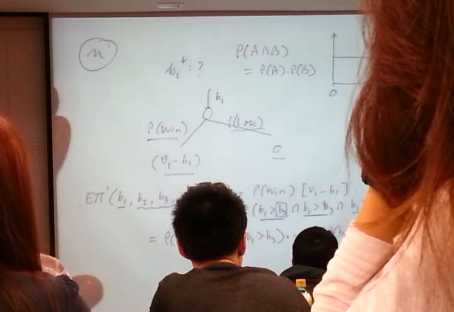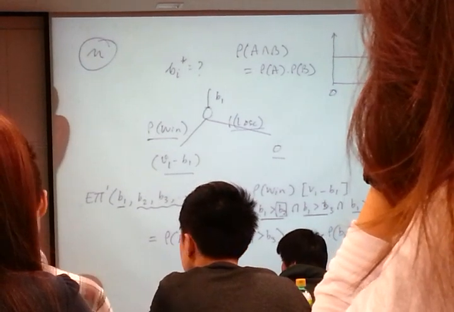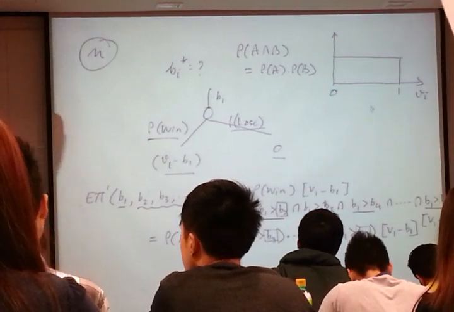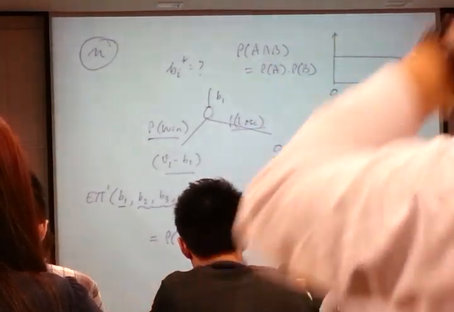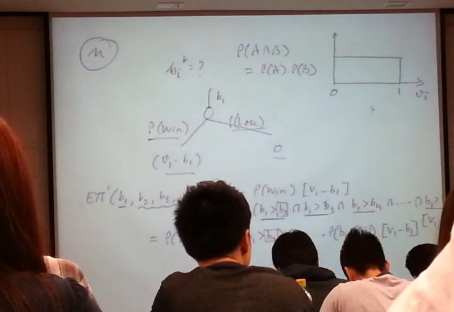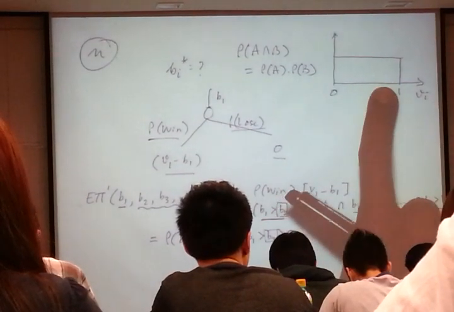To do that, I must first use my belief about what other bidders are doing. This is the step where you replace B2, B3, and Bn with your belief about what other bidders are doing. Why do you do that? Because you've got to use this uniform distribution.